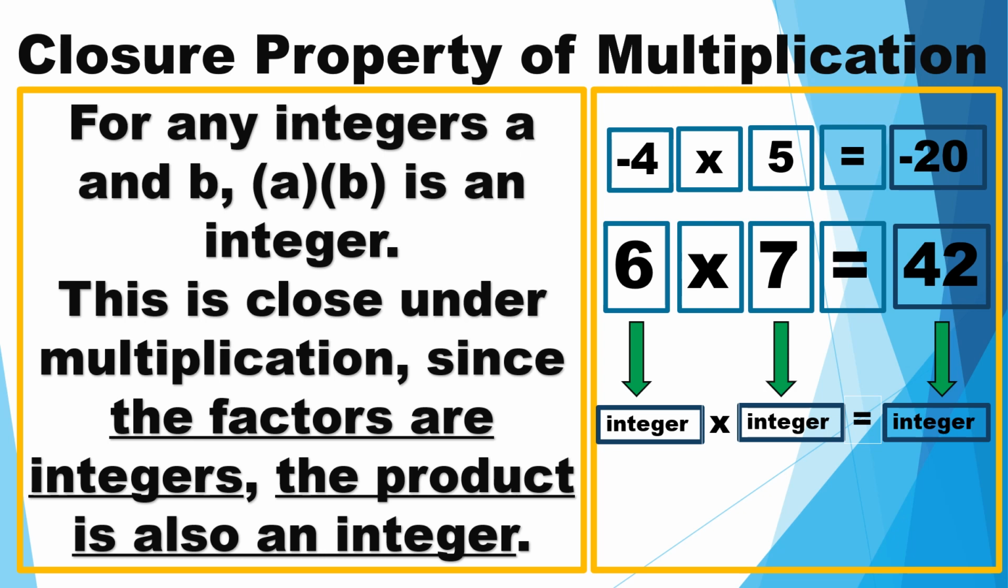So the factors are integers. The product is also an integer. So that is closure property of multiplication. Integers include 0, positive, and negative numbers without any decimal or fraction parts.